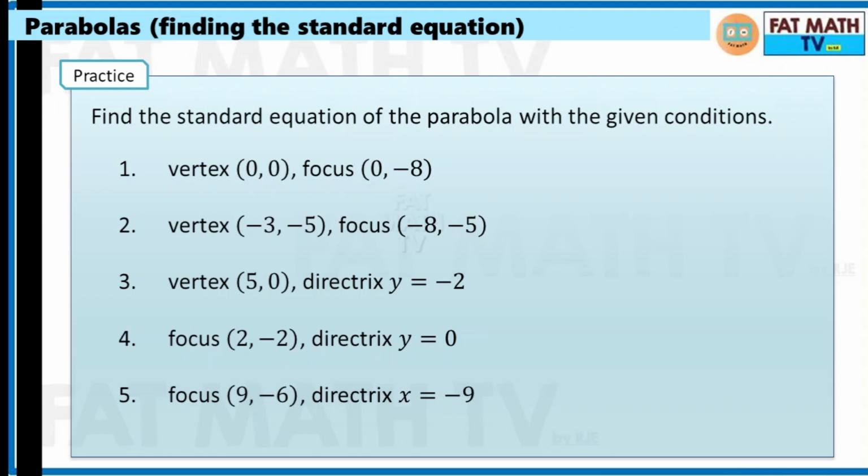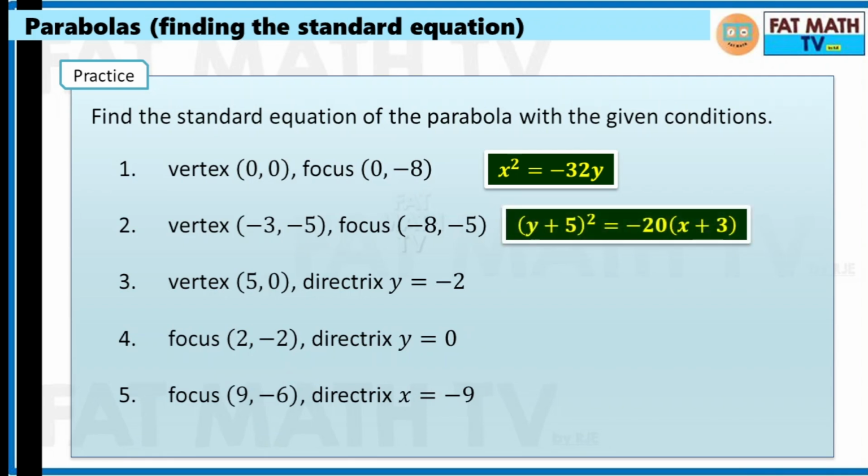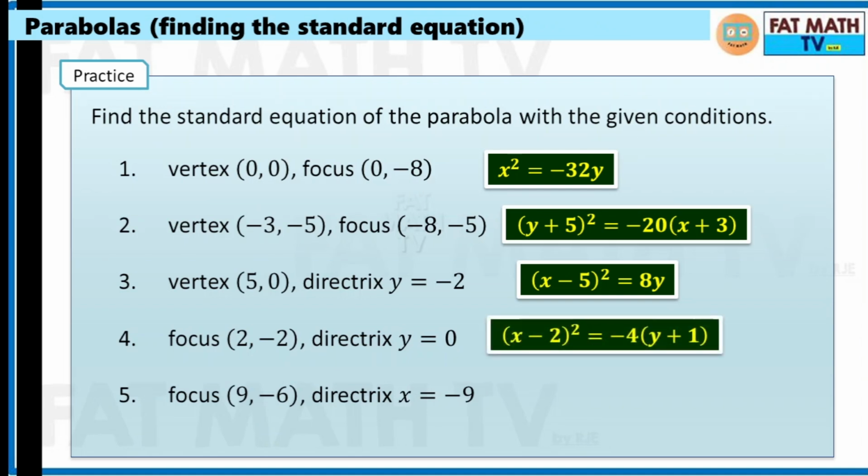I'll provide the answers. For number 1, that is x squared equals -32y. Number 2, y plus 5 squared equals -20 times x plus 3. If you're not yet done, pause the video and continue answering. If you're done, then play the video. Number 3, x minus 5 squared equals 8y. And number 4, x minus 2 squared equals -4 times y plus 1.